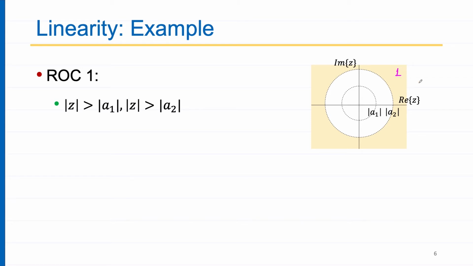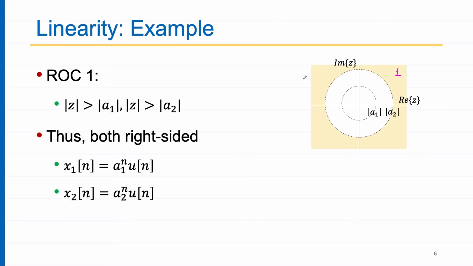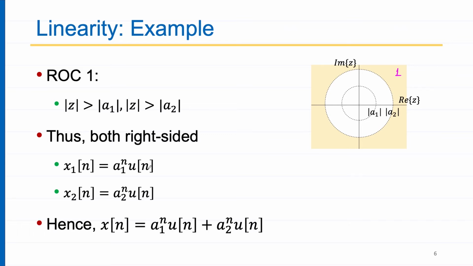And so if my ROC is this, basically if I know that my Z transform converges for all such z, what will be x[n] when X(z) is what I gave in the previous slide? So this means that both are right-sided sequences because mod z is greater than mod a1 and greater than mod a2. Both are right-sided exponentials. So a1^n u[n] and a2^n u[n], which means my x[n] is simply a1^n u[n] plus a2^n u[n], right? So for ROC 1, this is my x[n].